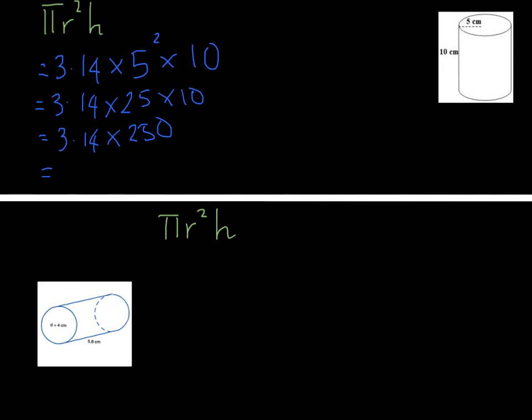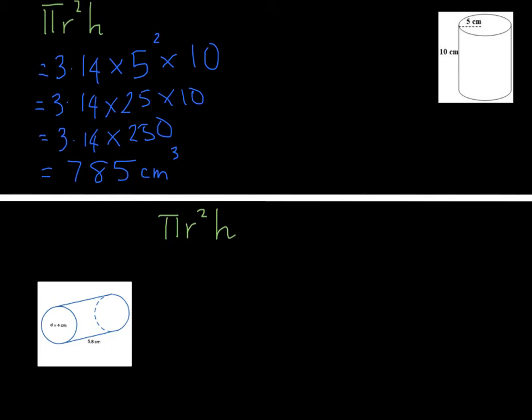Now I can use my calculator to do 3.14 times by 250, which is going to give me the answer of 785. And because it is finding the volume, we are using cubic units, so 785 centimeters cubed.